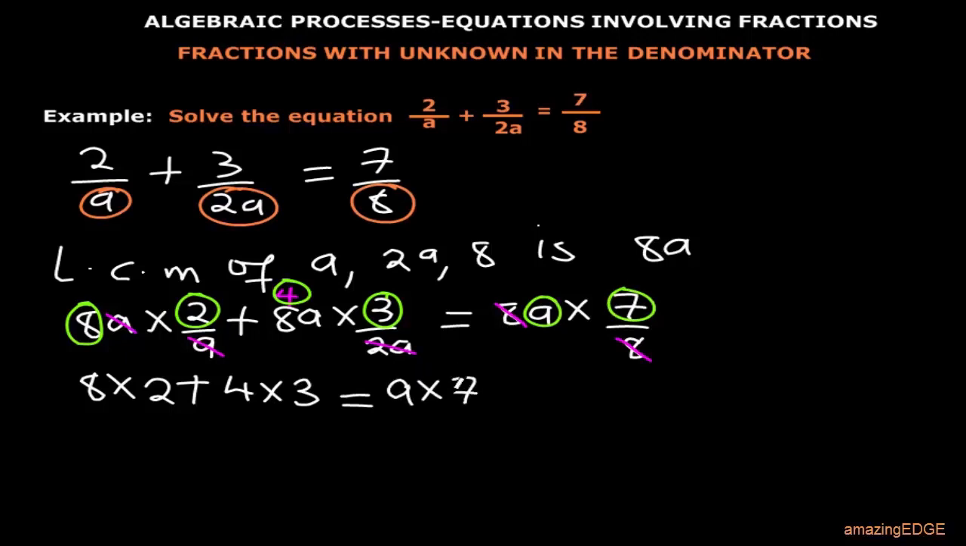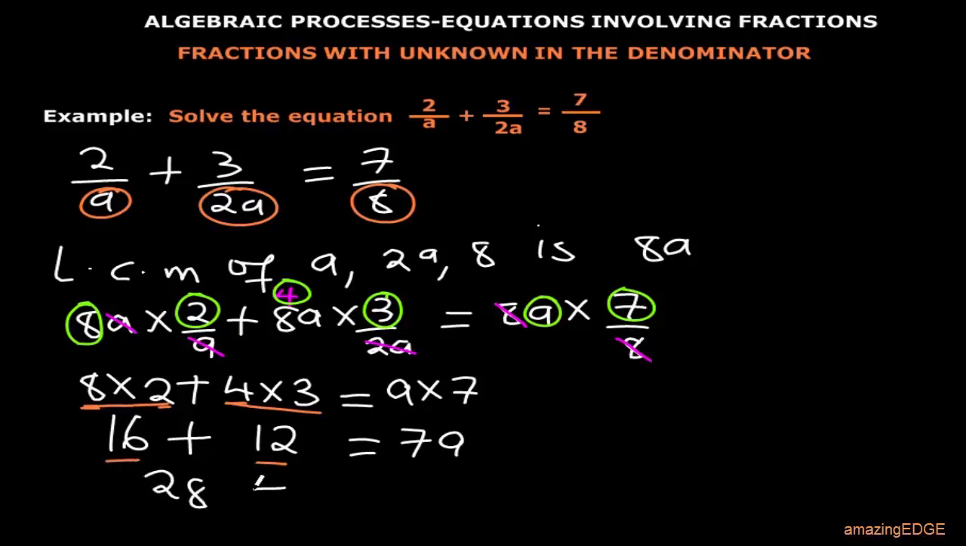So here 8 times 2 is 16. You write 16, then your addition remains there. 4 times 3 gives us 12. And a times 7 gives us 7a. Now you add up: 16 plus 12 will give us 28. This is equals to 7a.